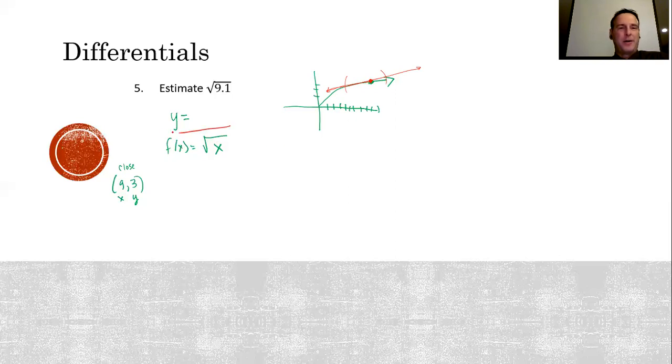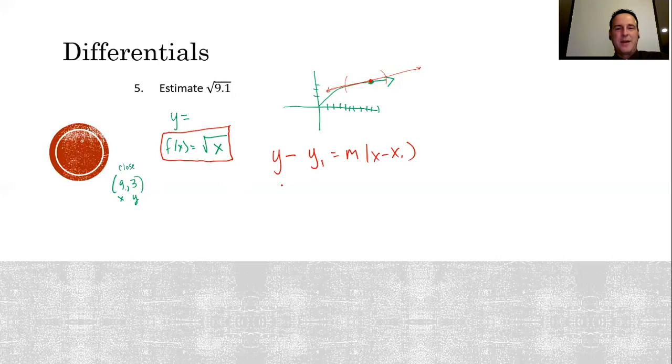And probably the hardest part is just figuring out what function you're going to use. And since this is a square root function, I'm just going to write the square root of x. And I'm going to pick something close to 9.1 that I know square roots nicely, and that is just 9, and I know it gives me the answer of 3. Okay, so once you know that, you're in pretty good shape. So y minus y1 equals m times x minus x1. And I know what x and y are. Y is 3, and x is 9.